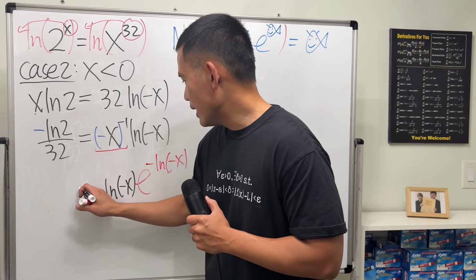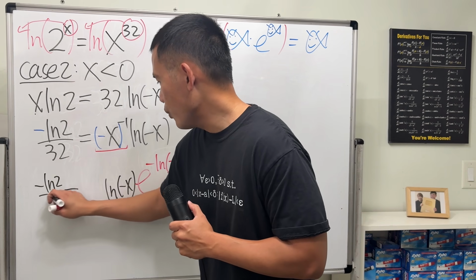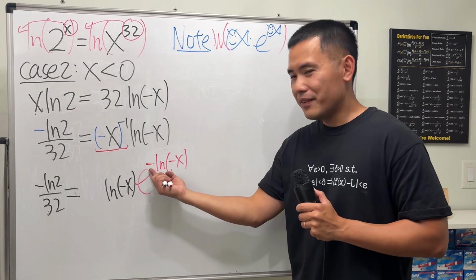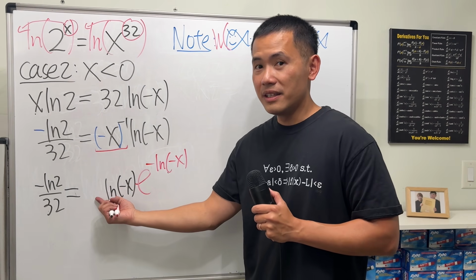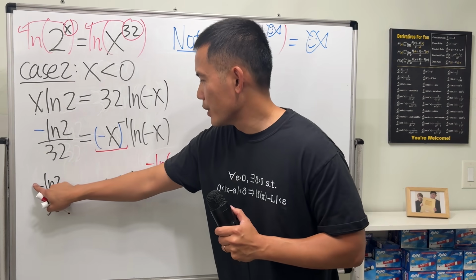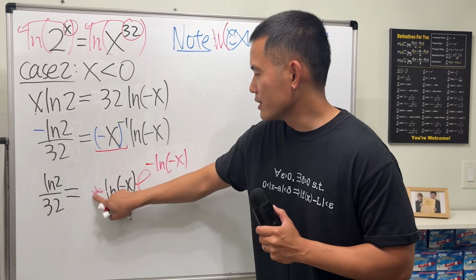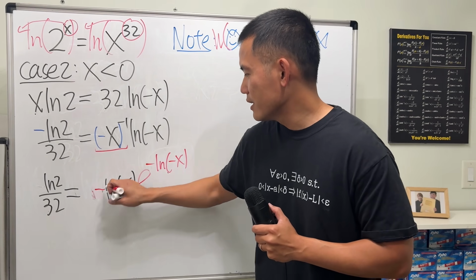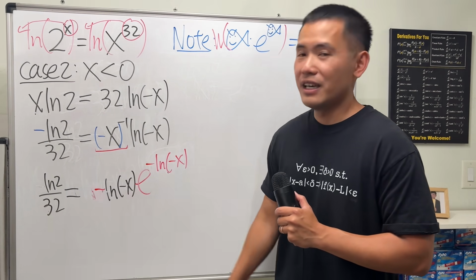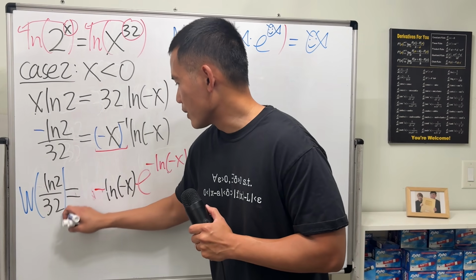And then we still have the left-hand side, which is the negative ln 2 over 32. But now, you see, here we have this negative. This thing right here needs a negative, right? So I'll just have to bring this negative to here. So it might be a little bit confusing with a negative. Just be careful with it. That's all. Now this time we have negative ln of -x. And then we can still take the Lambert W function.